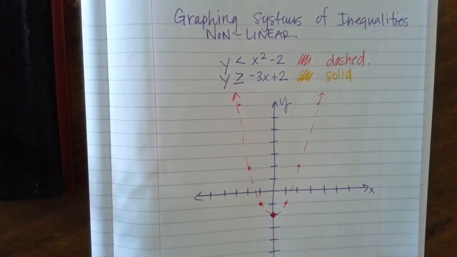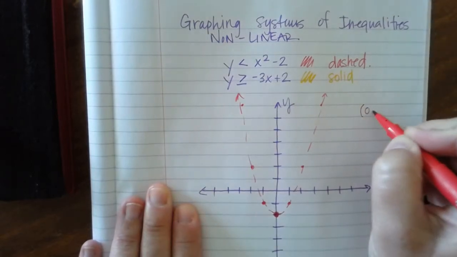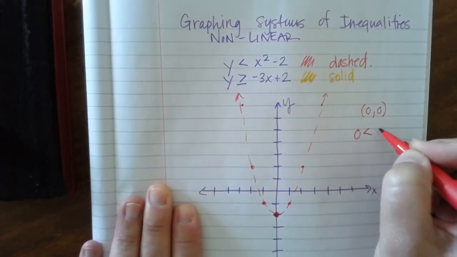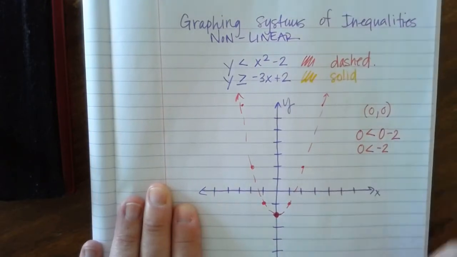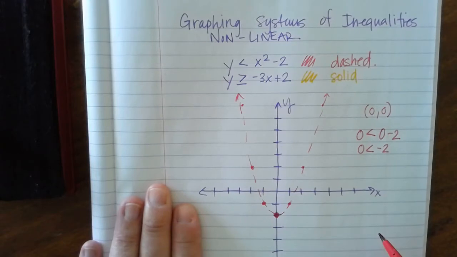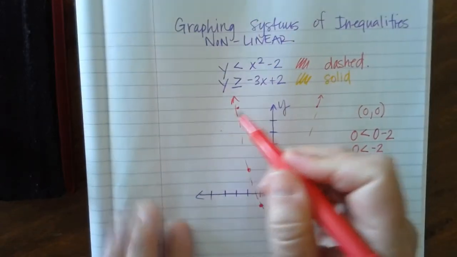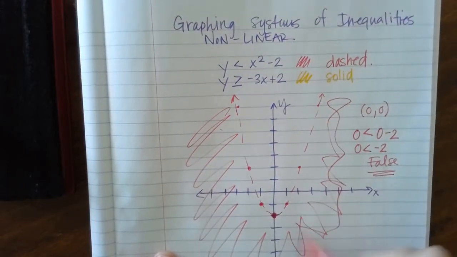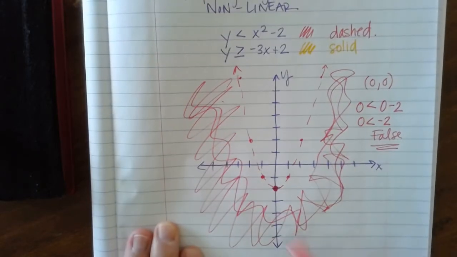All right, now comes the test point. So guys, 0, 0 is right here. I'm going to do it again. And I'm going to plug it in. 0 is less than 0 minus 2. Well, is 0 less than -2? False. You guessed it, kids. So we're shading everywhere on the outside of my parabola. All of this, all around. You guys can really get creative. It looks lovely.